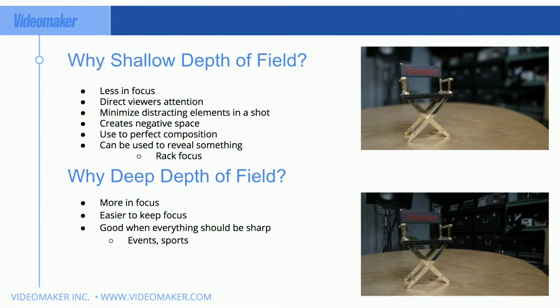And then it also can be used to reveal something, like a rack focus. So if you're trying to hide who it is holding the gun, but you want to show the gun, you can use shallow depth of field to show the gun, but have the subject that's holding the gun out of focus.